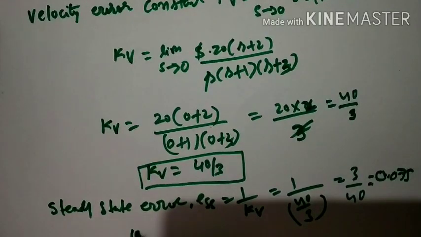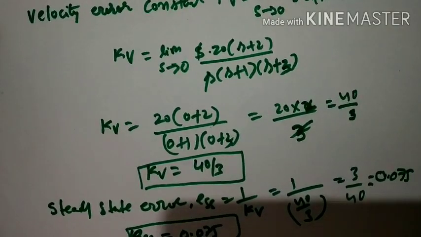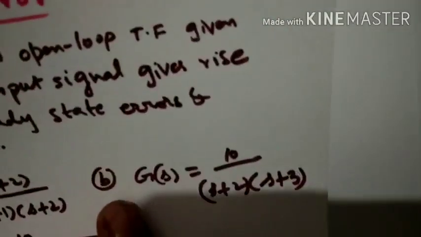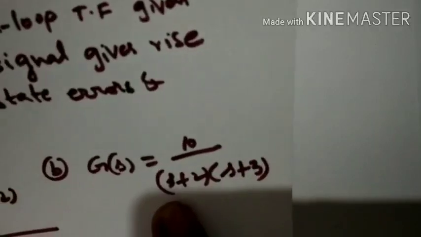So your Kv, your steady state error ESS, is equal to 0.075. Okay, then another transfer function is given. What is the second transfer function? The second transfer function is G(s) = 10 / ((s+2)(s+3)).